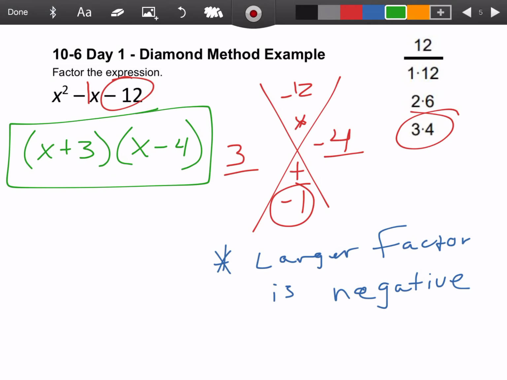So hopefully these examples help you out with the different scenarios of when the larger factor is negative, when the larger factor is positive, when both factors are negative. I just wanted to try to give you multiple examples that had different looks to them.